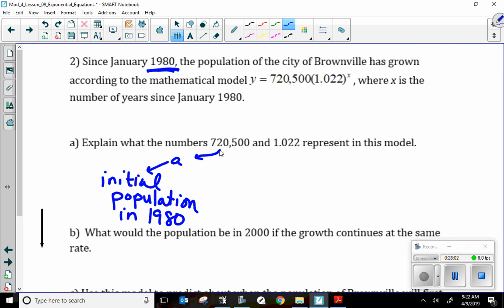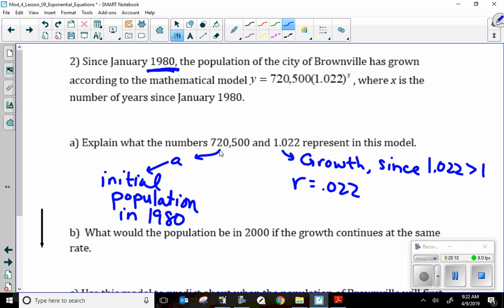So what does the 1.022 represent? Well, I know it's growth, since 1.022 is bigger than 1. And I know my rate is 0.022. That's my growth rate, because that's what I added to 1. If you want to write this, 1.022 equals 1 plus 0.022. You don't have to. This is enough, and this is enough, okay?